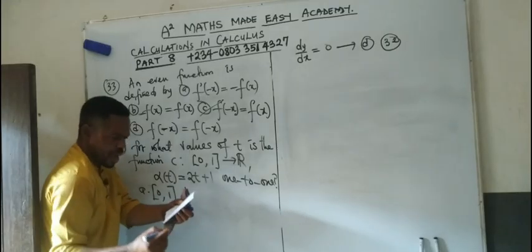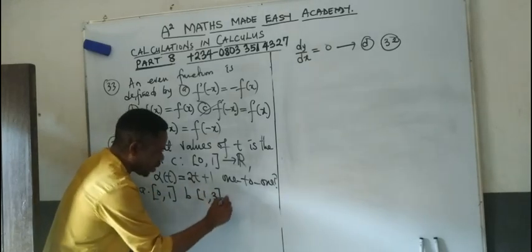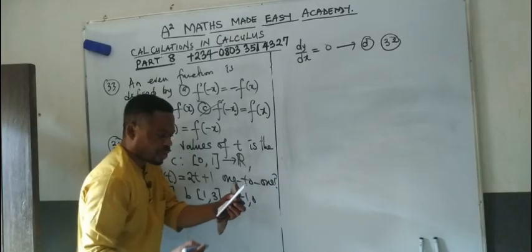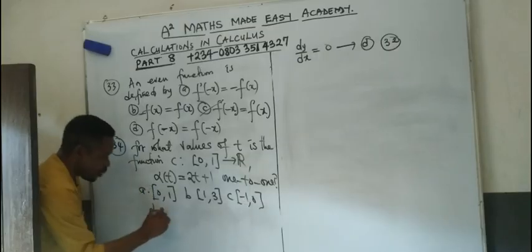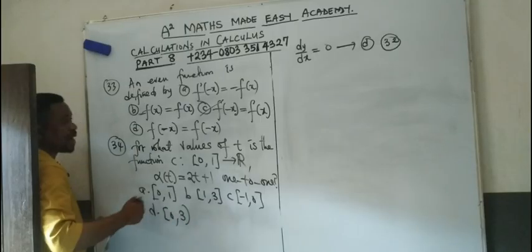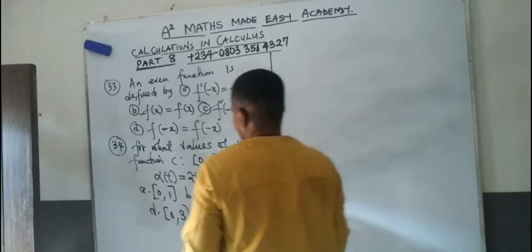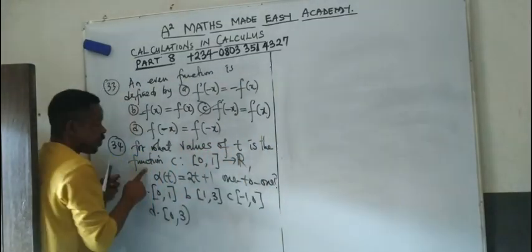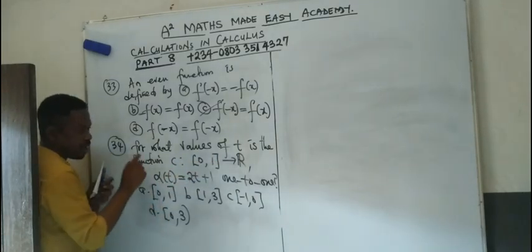Option B, we have the interval 1 to 3. Option C, we have the interval minus 1 to 0. Then finally, option D, we have 0 followed by the open brackets, which simply means that it's not a member. Now, I want you to observe something here. The question says: for what values of t is the function c, from the interval 0 to 1 to the real numbers, one-to-one?